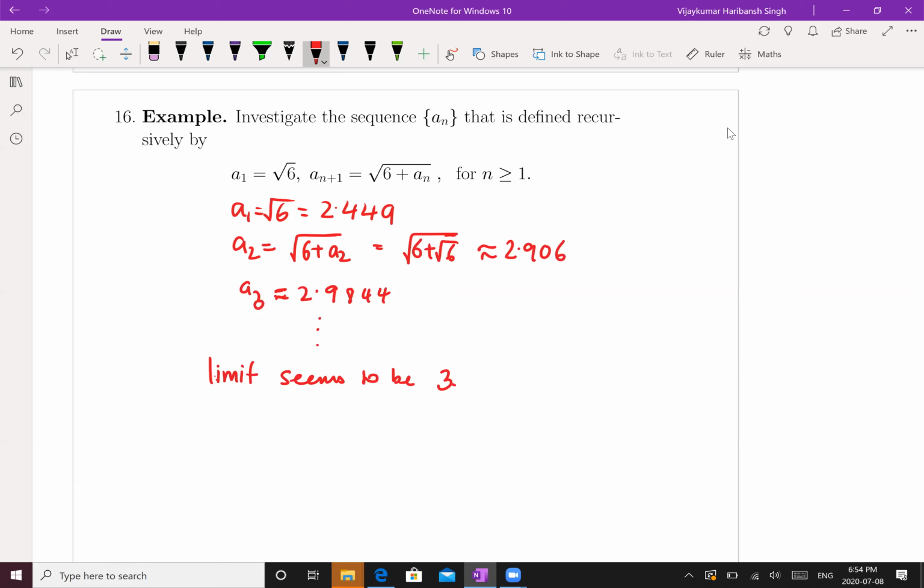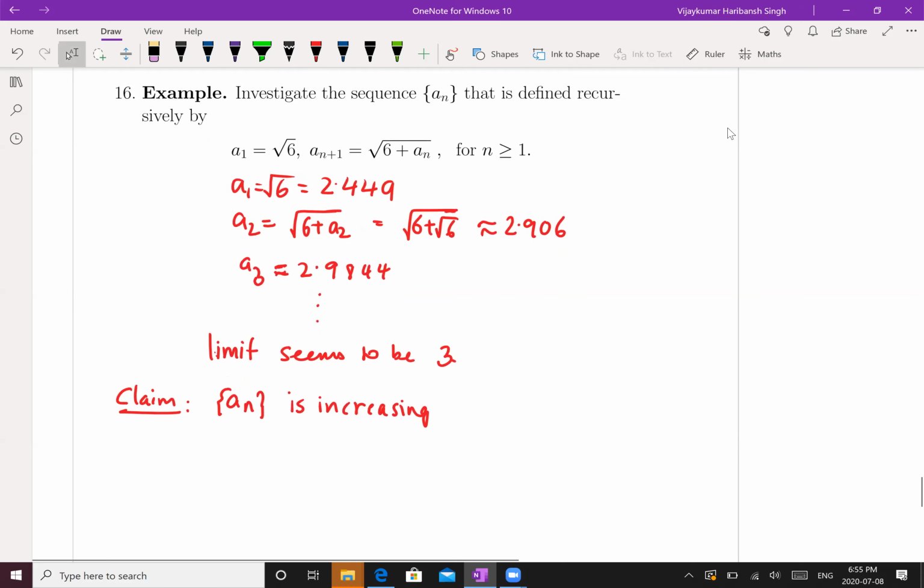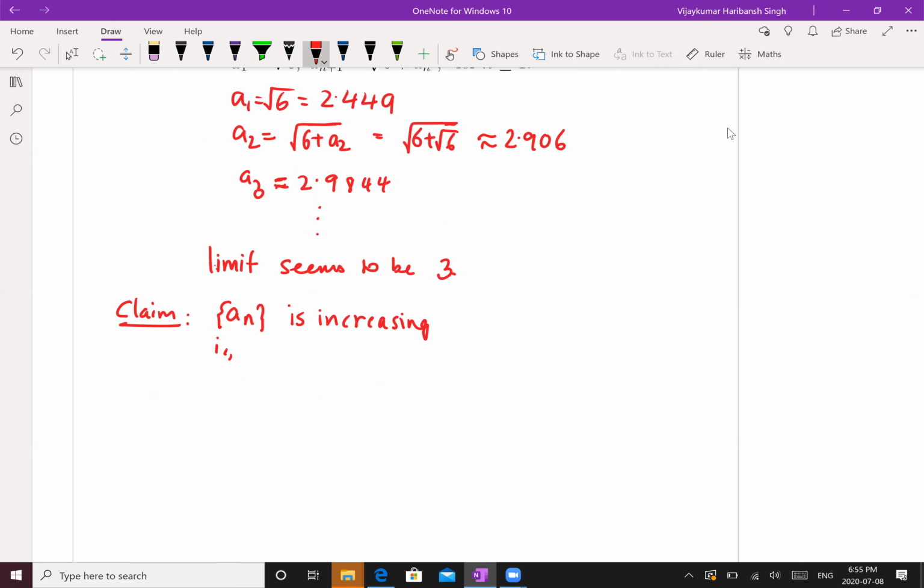So now we will show that this sequence is increasing. You can see that there's an increasing pattern, right? So claim: An is increasing. How do you prove such a thing? Well, that is what we want to show: that An plus 1 is greater than An for all n belonging to Z plus. So we'll prove it by mathematical induction.